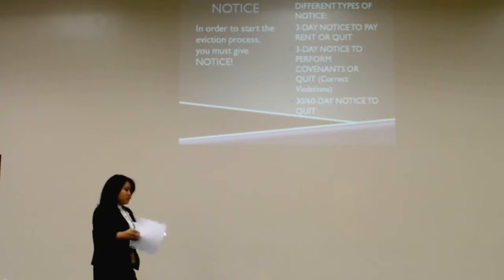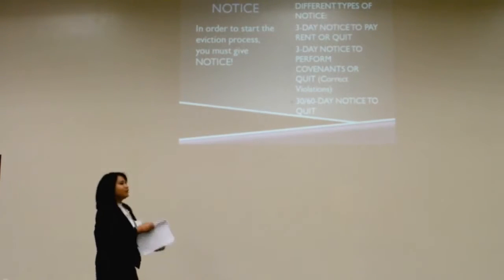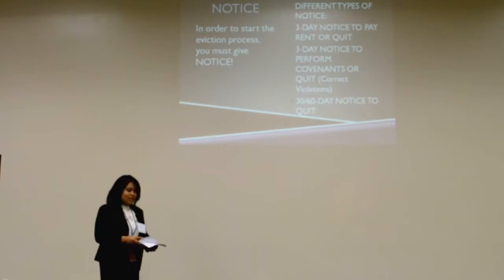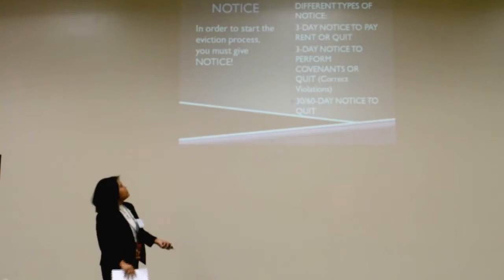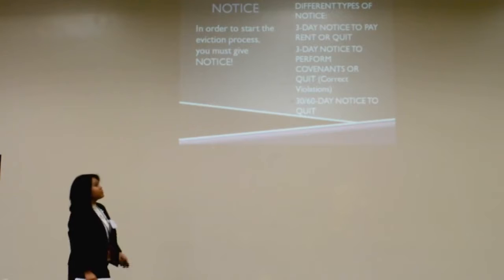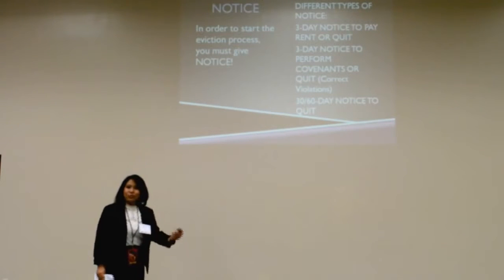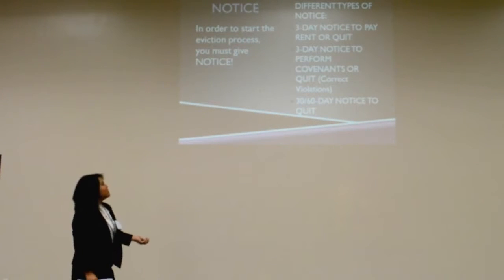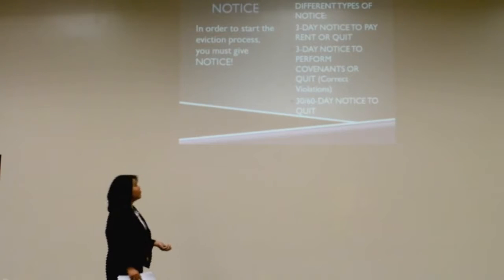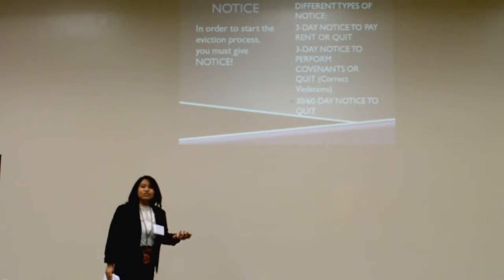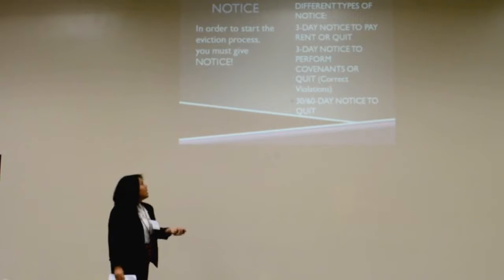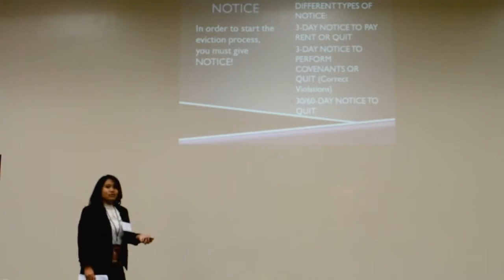In order to start the eviction process, you have to give notice, and notice has to be done a certain way. We'll get into that. But these are the different types of notices you can have. There's a 3-day notice to pay rent or quit. I'm sure we're all familiar with that. There's a 3-day notice to perform covenants or quit, which is pretty much the 3-day notice to correct any violations. And then there are also the 30- and 60-day notices to quit.